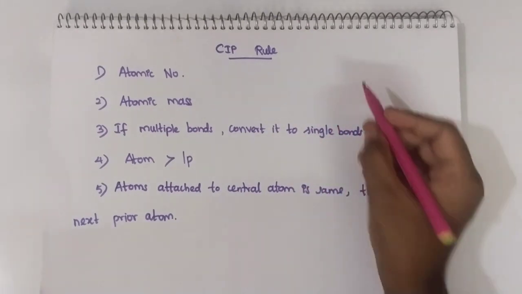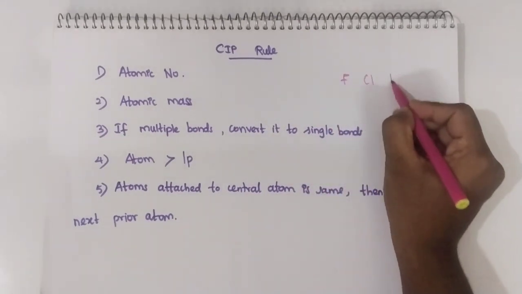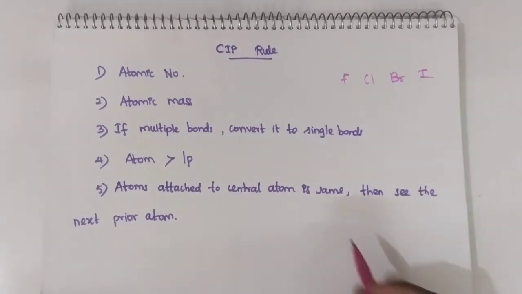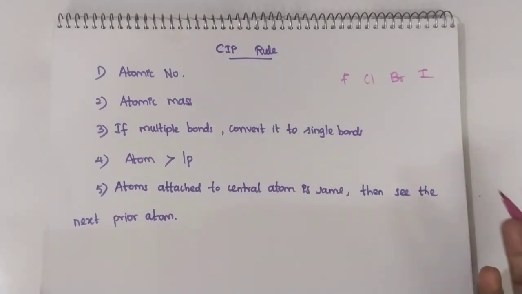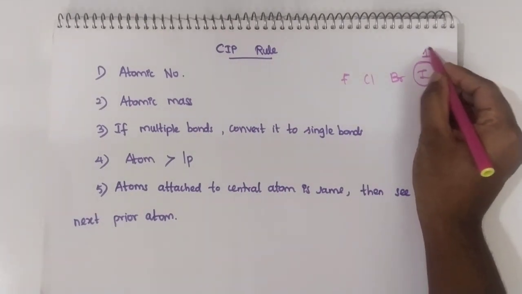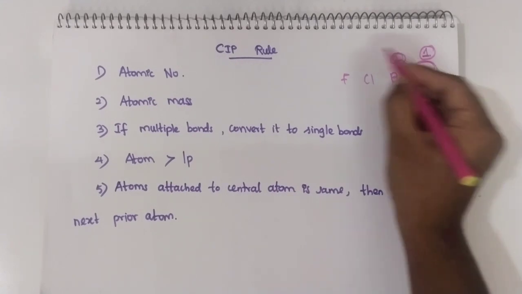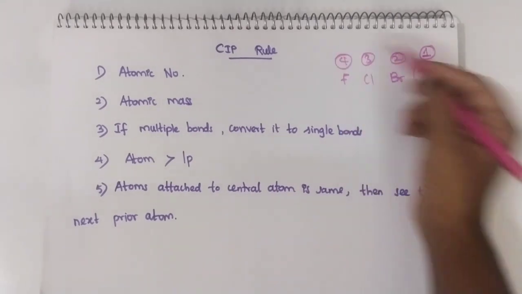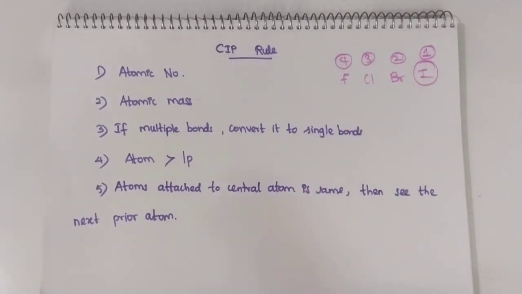Suppose you are having fluorine, chlorine, bromine and iodine. Which is having the highest atomic number here? Obviously it is iodine. Hence, the first priority should be given to the group that is having the highest atomic number. So this should be given first priority, this second, and third, fourth. You have to give the priority based on the atomic number. This is CIP's first rule.